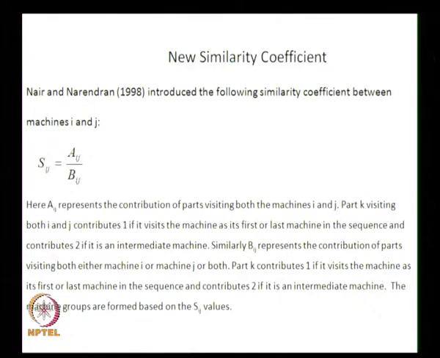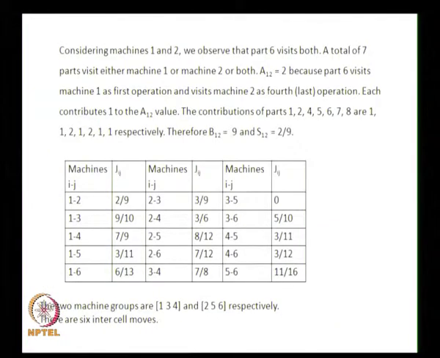Similarly, Bij represents the contribution of parts visiting either machine i or machine j or both. It contributes 1 if it visits the machine as its first or last machine in the sequence, and contributes 2 if it is an intermediate machine. The machine groups are formed based on the similarity values. So, the similarity coefficients are given here. So, let us try and explain the similarity coefficient.